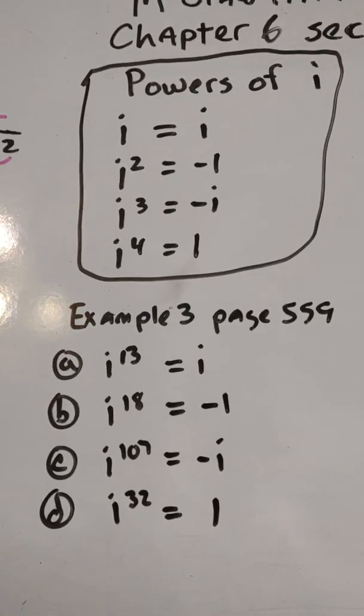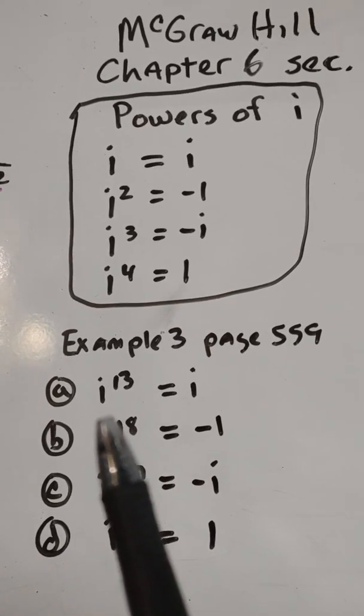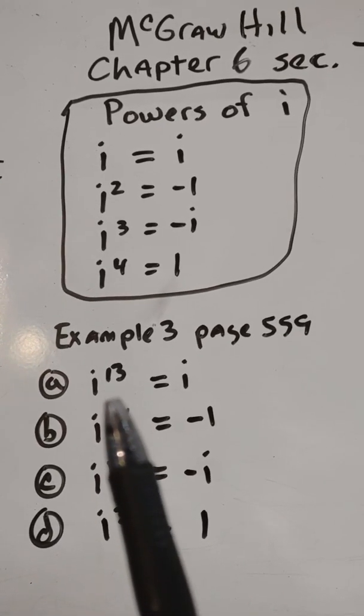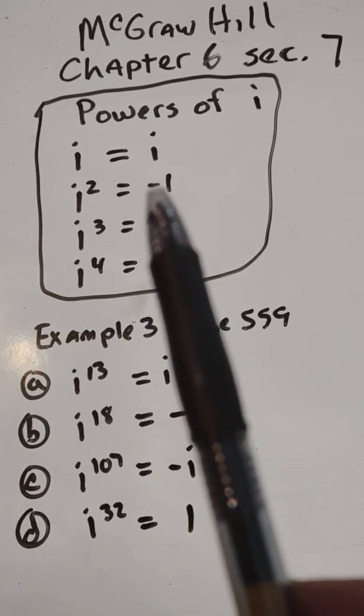Again, looking at this, make sure you understand it just repeats itself by 4. So what you want to do, like here with i to the 13, divide 13 by 4, you get a remainder of 1. Remainder of 1 makes it i.